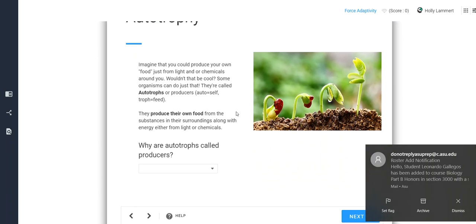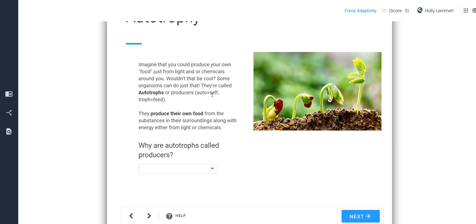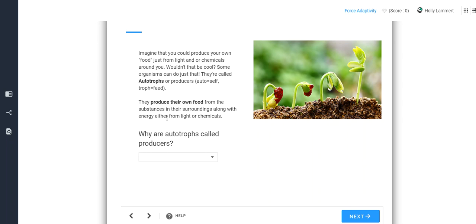Trophisms, autotrophy. Remember, imagine that you could produce your own food just from light and or chemicals around you. Wouldn't that be cool? Some organisms can do just that. They're called autotrophs or producers. We learned that in our last unit. Auto meaning self and troph meaning feed. They produce their own food from substances in their environment in addition to light or chemicals. Why are autotrophs called producers? They produce their own food.